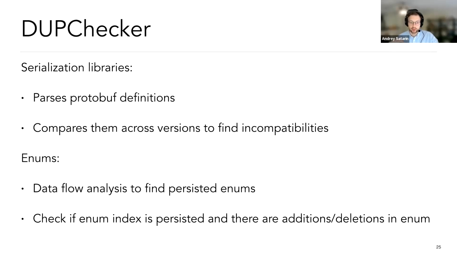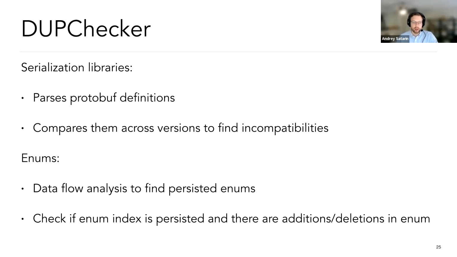So for serialization libraries, for example for protobuf, they basically parse protobuf definitions across two versions and have a set of rules to check that those definitions between two versions do not have any incompatibilities. For example, adding or removing a required field in one of the versions will cause the system to exhibit failure during upgrade if that code actually gets executed. So they found those and report them as bugs.